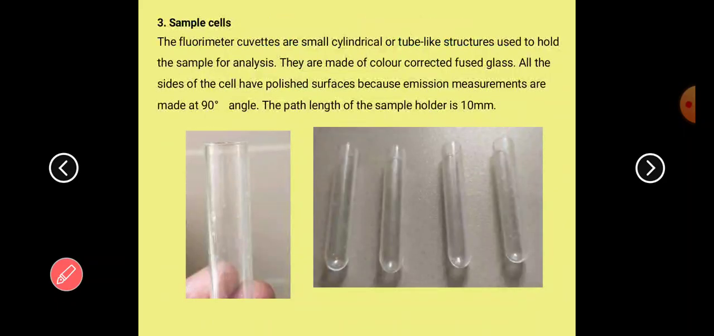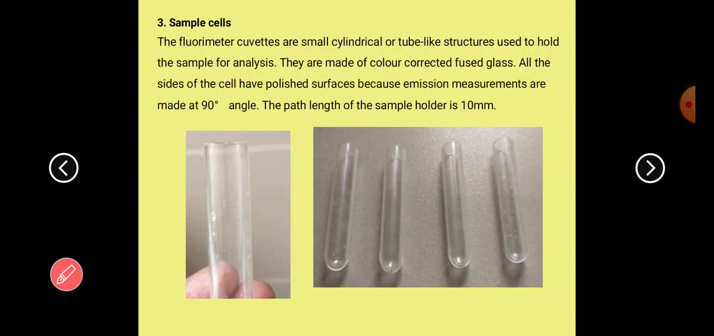Next, coming to the sample cells. Sample cells are cuvettes. The function of sample cells or cuvettes is to hold the sample solution. The fluorimeter cuvettes are small cylindrical or tube-like structures. They are made up of color-corrected fused glass. All the sides of the cell have polished surfaces because emission measurements are made at a 90 degree angle. The path length of the sample holder is 10 mm.